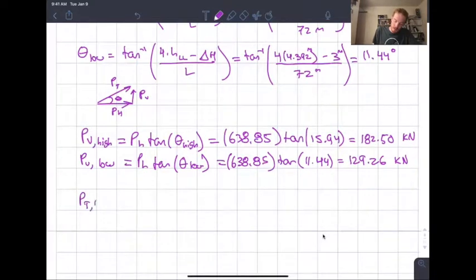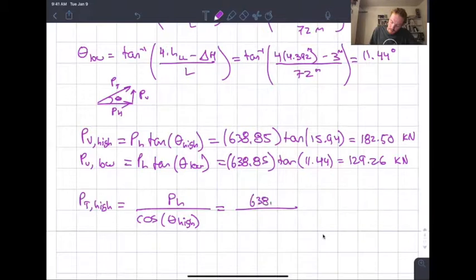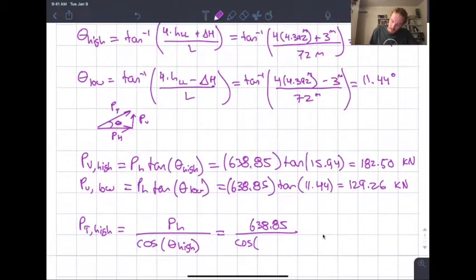So PT high is equal to pH over the cosine of theta high, and that is 638.85 over the cosine of theta high, which was 15.94. You run that and you get 664.41 kilonewtons.